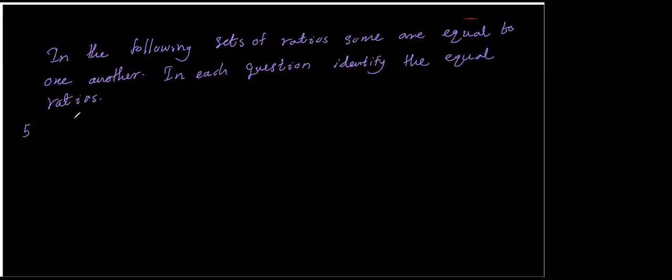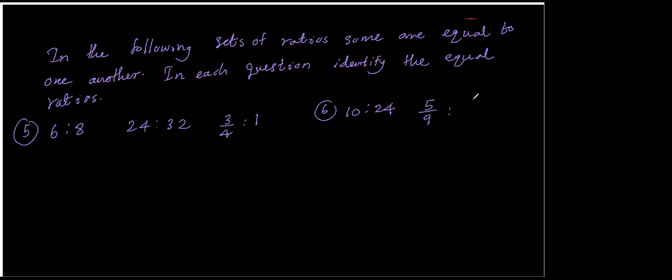Fifth question: 6 to 8, 24 to 32, 3/4 to 1, 10 to 24, 5 over 9 to 4 over 5. Okay, start to do this one.